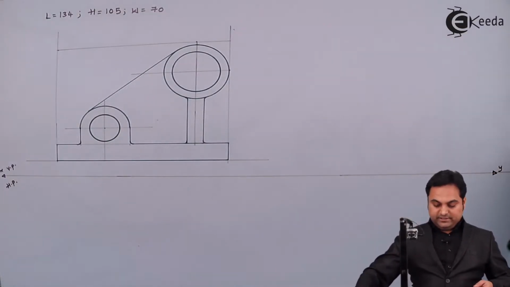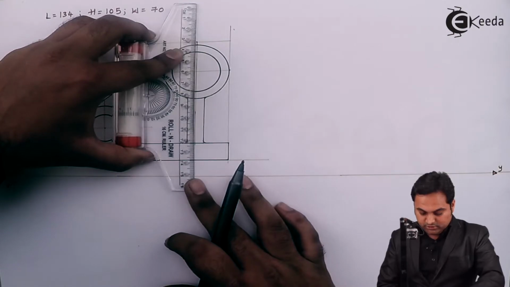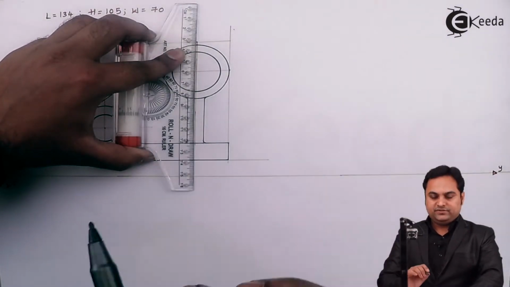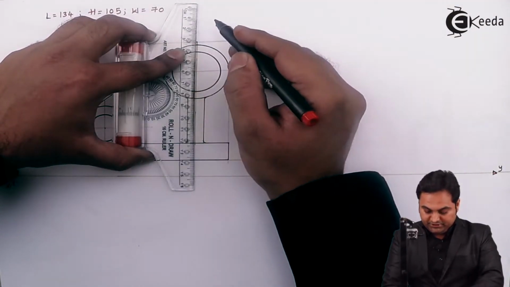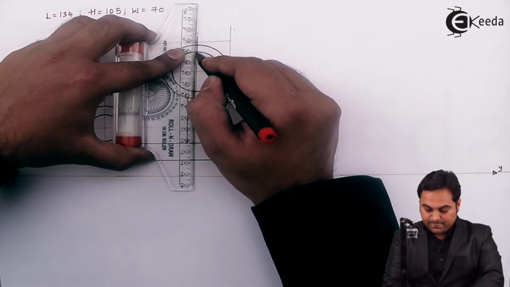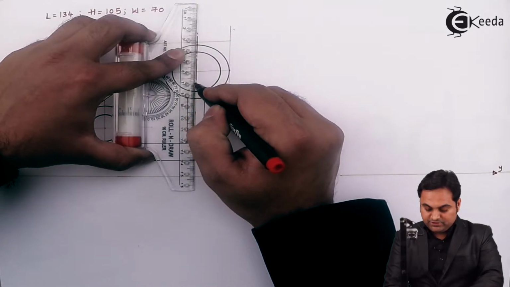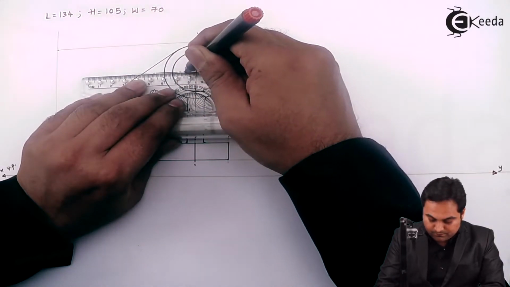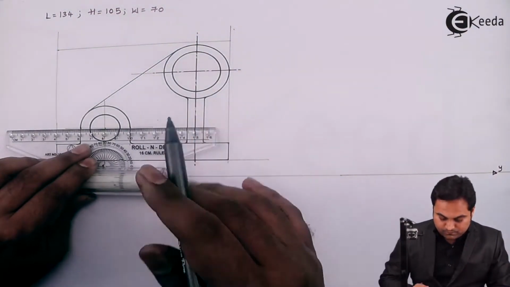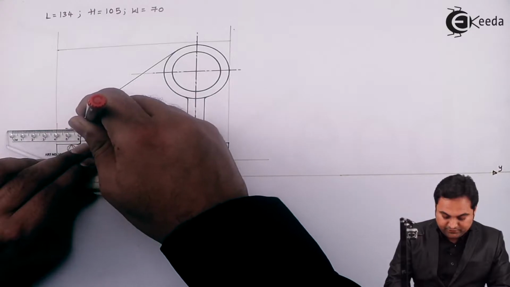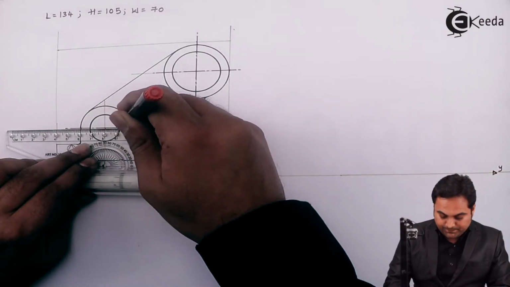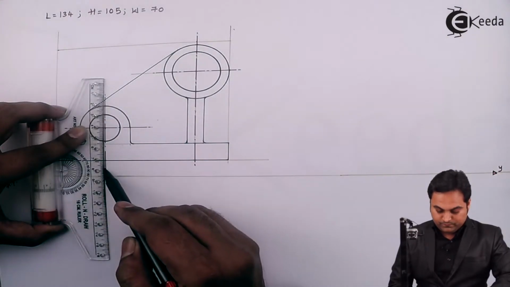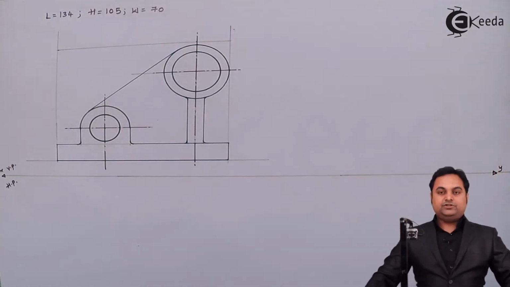Then I'll draw the center lines. Center line should be medium dark. Outlines are dark. So for the center line, I'm using this red pen, which indicates a medium dark line in red. That is the convention I'm using. Similarly, the center line for the semicircular and circular part. And here we complete the front view for this drawing.